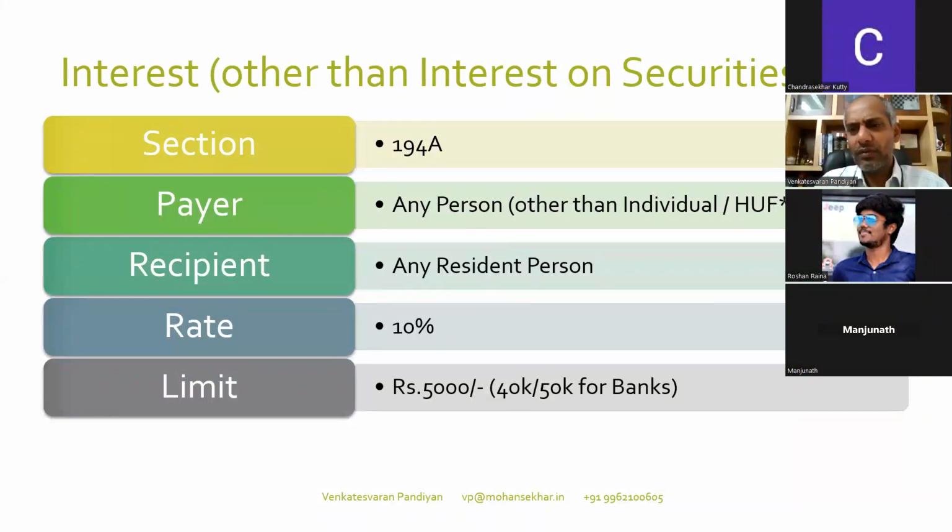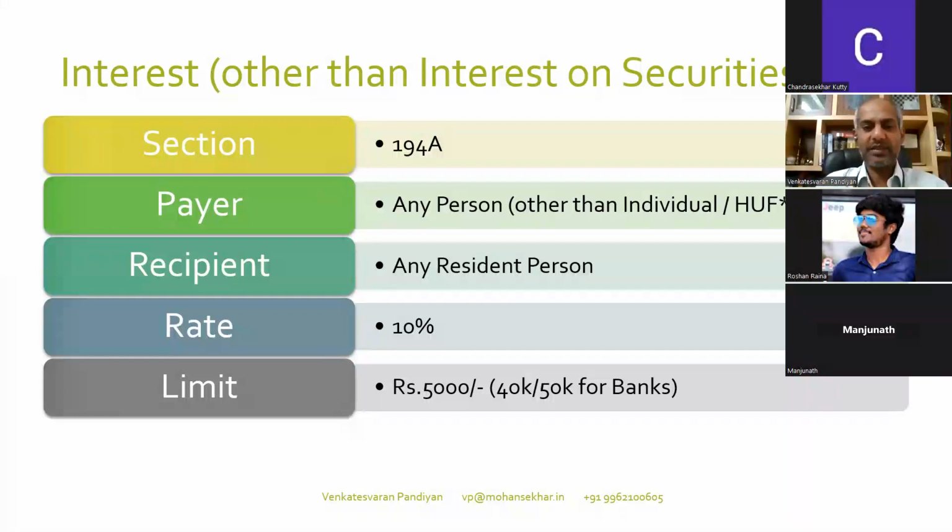And to whom must the payment be made for TDS to be applicable? Any resident person. It can be an individual, a company, a trust, a business house, anybody who is a resident. All the provisions that we are discussing will generally talk about a resident person, because any payment made to non-residents is dealt with separately.